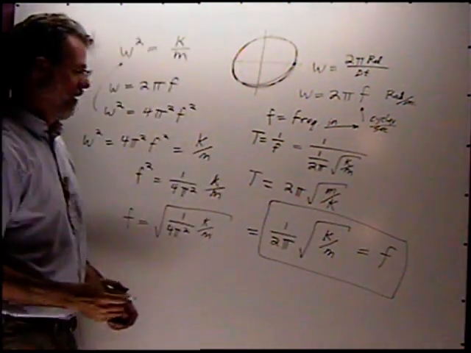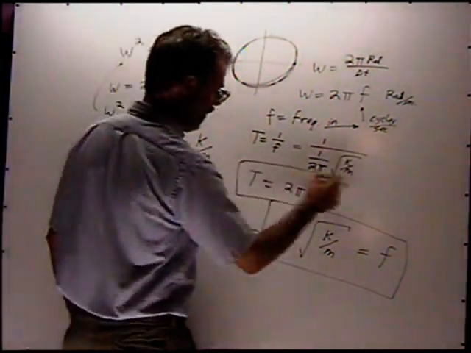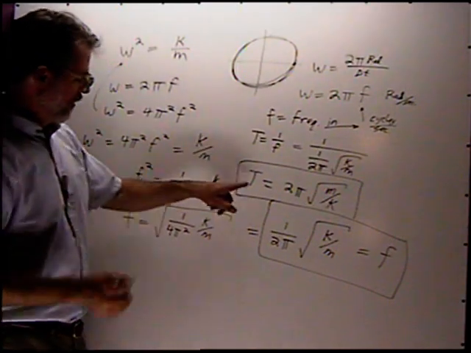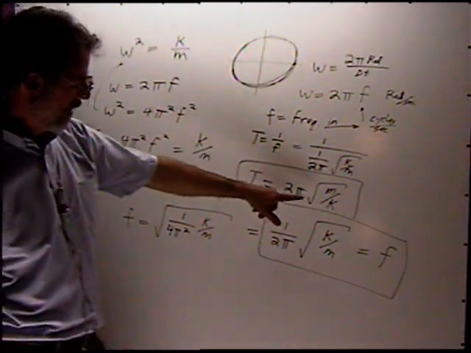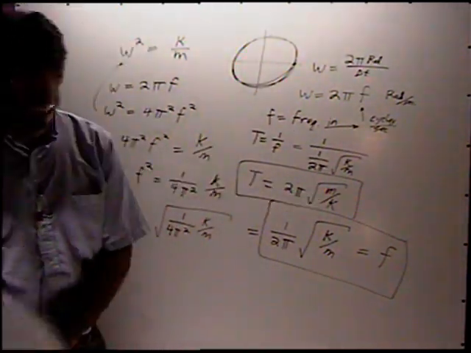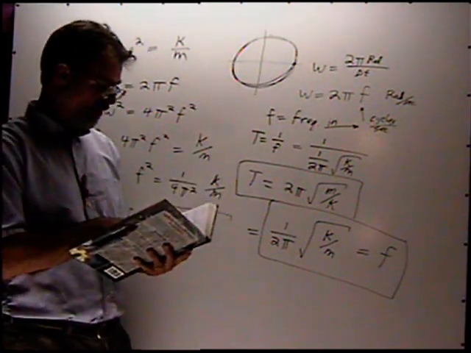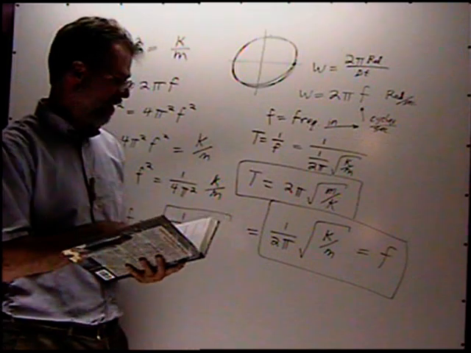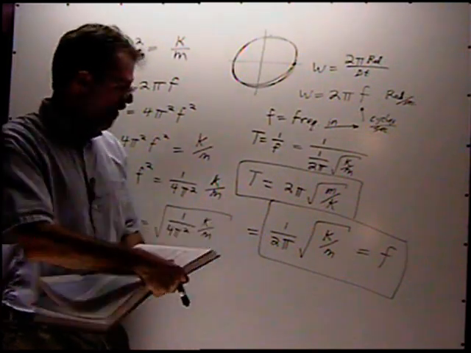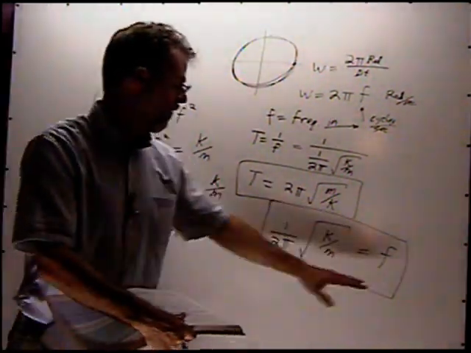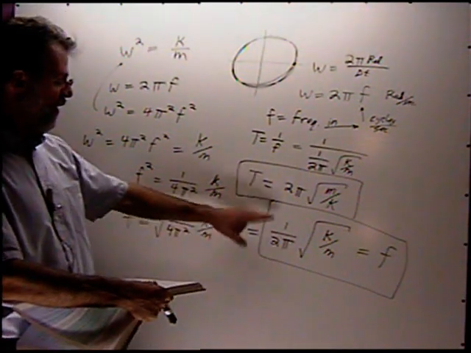Okay, now this period equals 2 pi times the square root of m over k. That is the equation on page 330, equation 10.11. I also derived for you what the frequency is. The frequency is just 1 over this period, which is this.